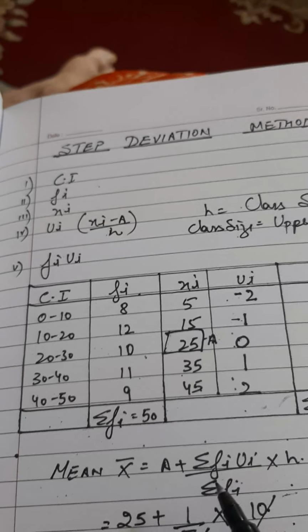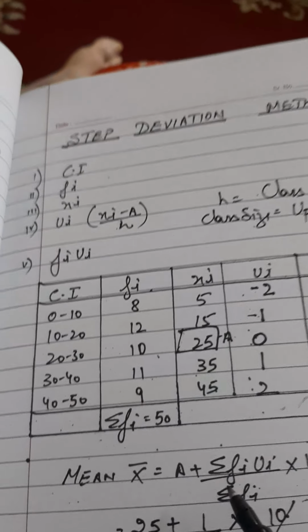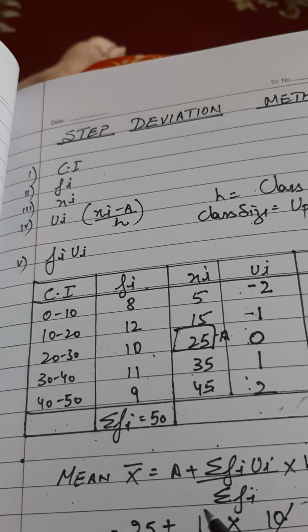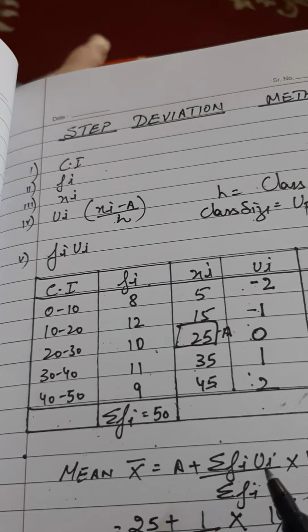I'm going to give you 6 questions in the assignment. The first 2 you have to do with the direct method. The second 2 you have to do with the assumed mean method. And the third, fifth and sixth questions you have to do with the step deviation method.